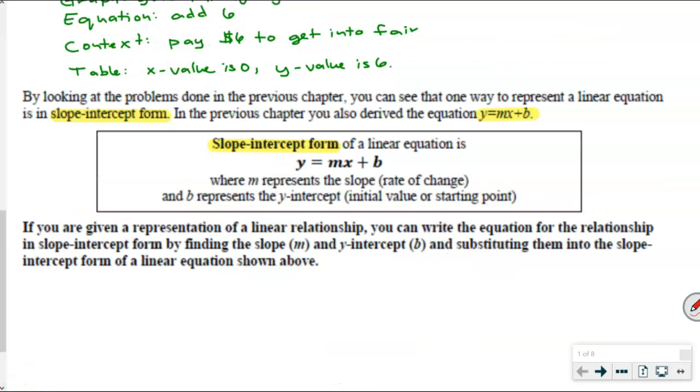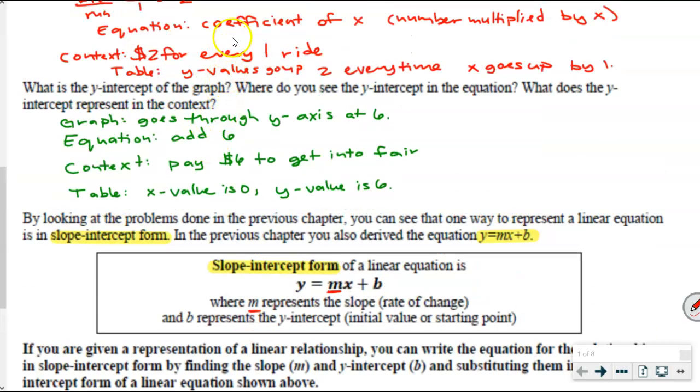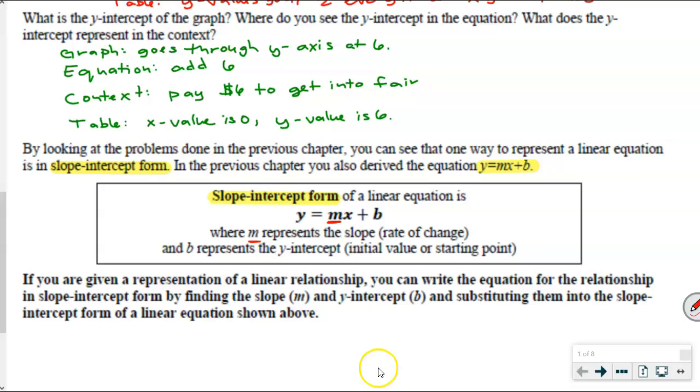Why do you think it's called slope-intercept form? Jaden? Exactly. Why is it called slope-intercept form? Because it shows us the slope and it shows us the y-intercept. Where can we see the slope? The slope is the m. Recall that up here, the coefficient of x, the number that is multiplied by x. So when you have an equation in this form, you see, hey, look it, there's a number multiplied by x. That makes that the slope or the rate of change.